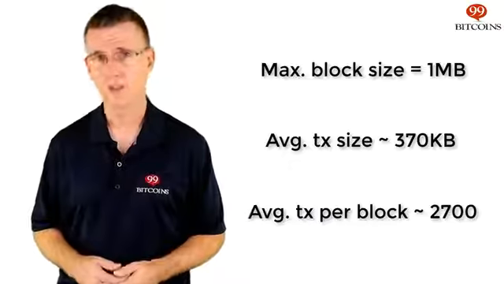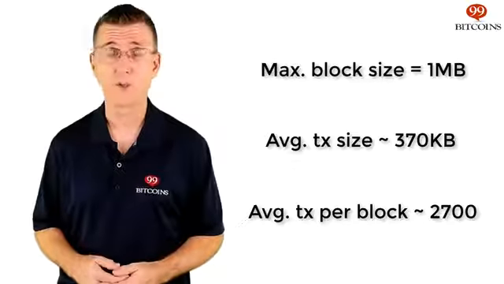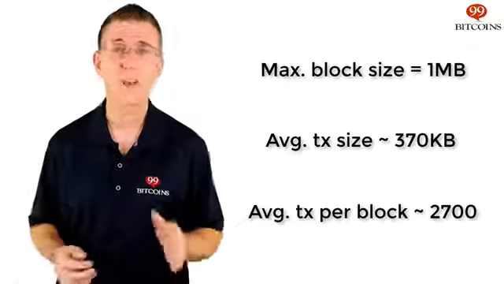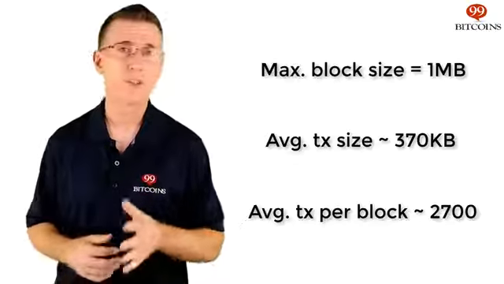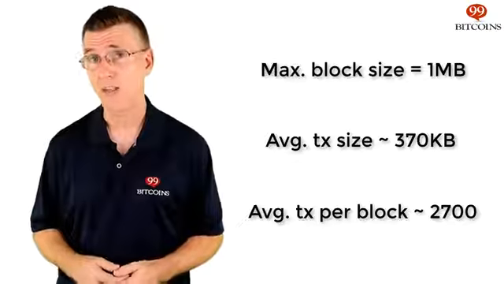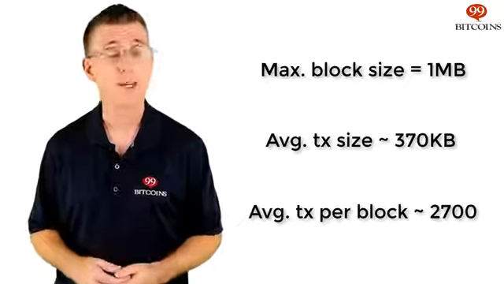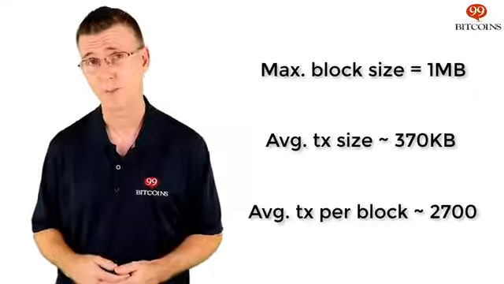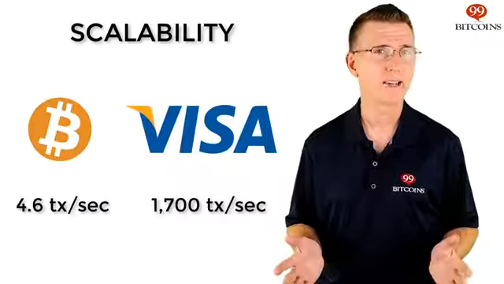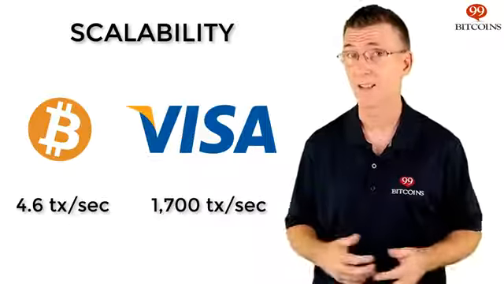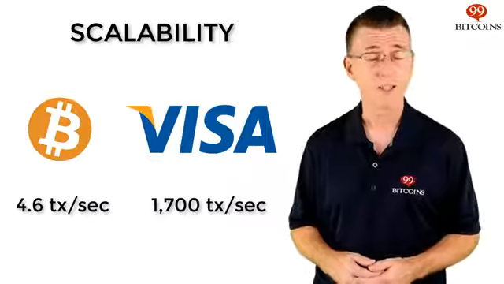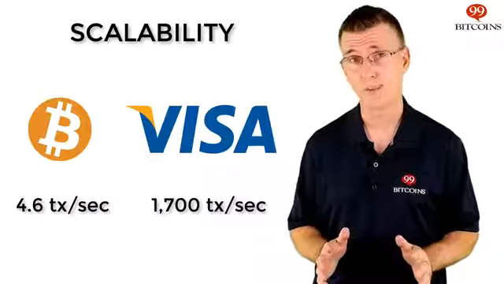Similar to any type of digital data, adding Bitcoin transactions to a block requires storage space, and the maximum capacity for each block of transactions is 1 megabyte. When you consider the average Bitcoin transaction size, you'll find that a block is able to hold about 2,700 transactions. 2,700 transactions every 10 minutes means 4.6 transactions a second, and that's not a lot. Visa, for comparison, can confirm 1,700 transactions per second.